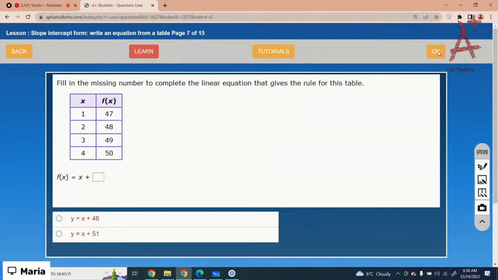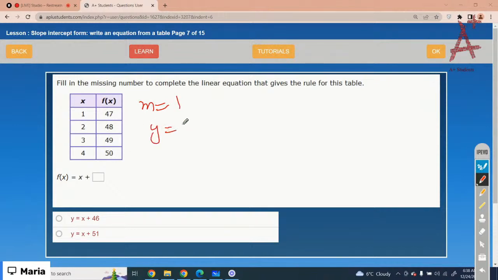Okay, fill in the missing number to complete the linear equation that gives the rule for the table. So for this one, the slope is 1, but we have to find the y-intercept. The slope in this case is 1. Got it? Because the difference between y values is 1 and x values is also 1. So the slope for this equation must be 1.